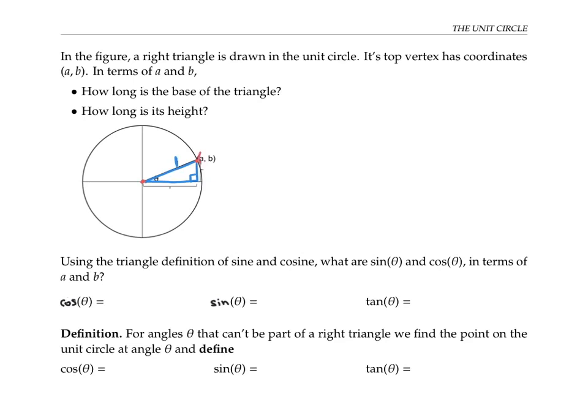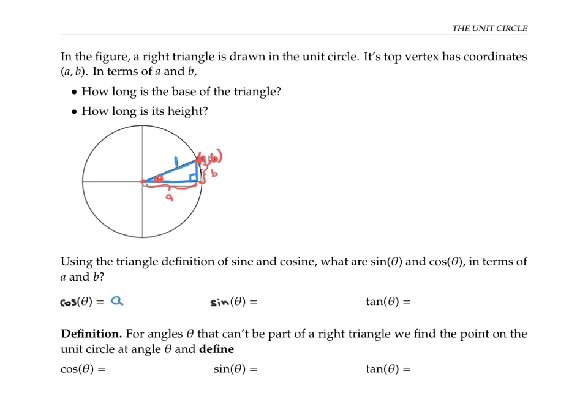I'm going to call the coordinates of that vertex A, B. Now the base of this right triangle has length A, the x-coordinate, and the height of the right triangle is B, the y-coordinate. If I use the right triangle definition of sine and cosine of theta, this right here is the angle theta, then cosine of theta is adjacent over hypotenuse. So that's A over 1, or A.